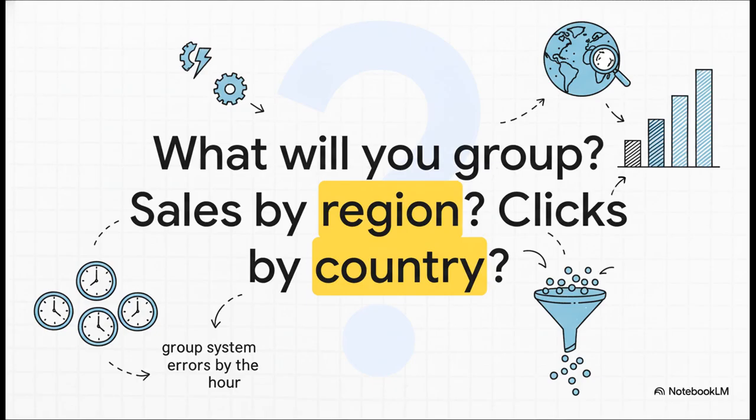But this is universal. Just think about the possibilities here. You could group sales by region to find your top-performing markets. You could group website clicks by country to understand your audience. You could even group system errors by the hour to find out when things are most likely to break. Just remember, the raw data is only the starting point. The real story, the real insight is always found in the groups.